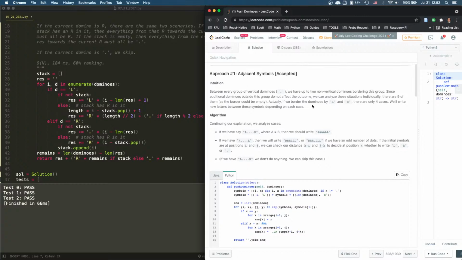I didn't understand anything. If we have, say, A to B, where A equals B, then we shall write A's. If we have RL, then we will write RL or R, depending on whether we have an odd or even number. Check our distance, determine what to write. If we have LR, we don't do anything, we skip this. That's true.